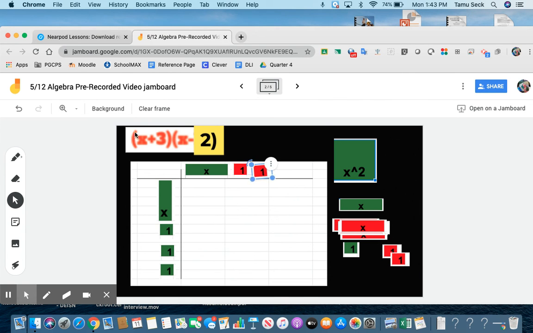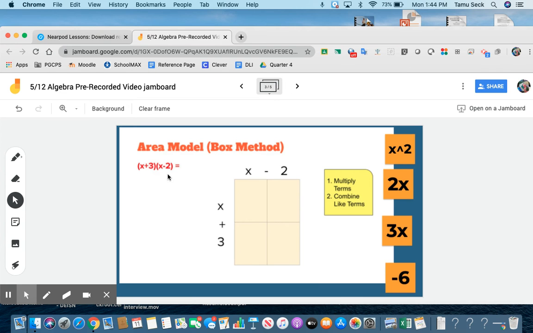Okay, we're going to multiply x plus 3 times x minus 2. So here we have x plus 3 and x minus 2. So we're going to start. Pause the video if you haven't written it down and drawn the area model, because we're about to do this together. X plus 3 times x minus 2.